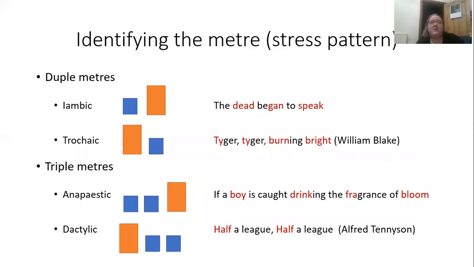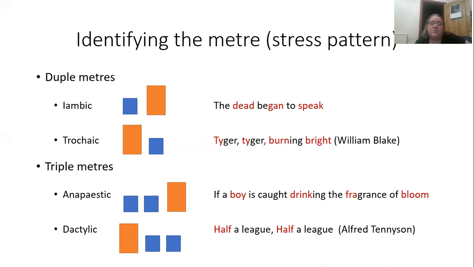So we've identified the pentameter part of iambic pentameter. So let's work out that first word that we're going to be using. To identify whether it's iambic or trochaic or anapaestic or dactylic, we need to work out the stress pattern. So iambic is used when talking about duple meters, and it's when the stress pattern is da-DUM, so unstressed and then stressed. So from the previous page, we have an example. The dead began to speak. That's an iambic trimeter.